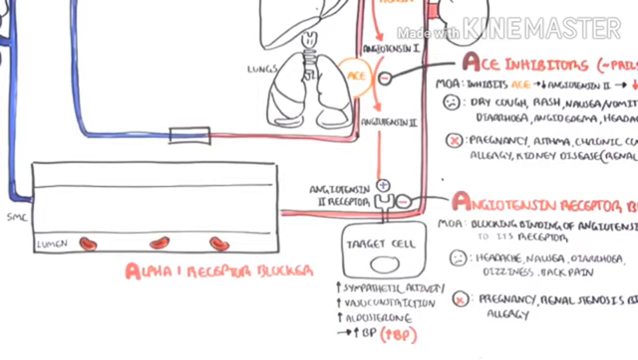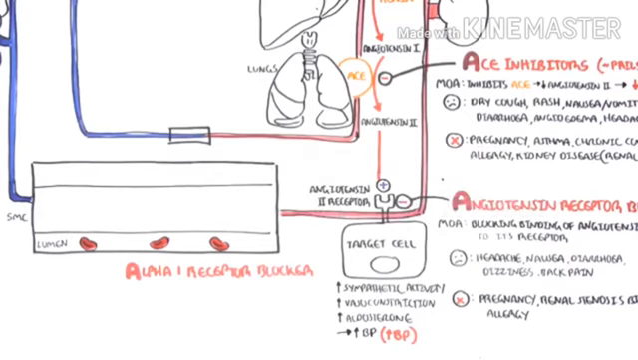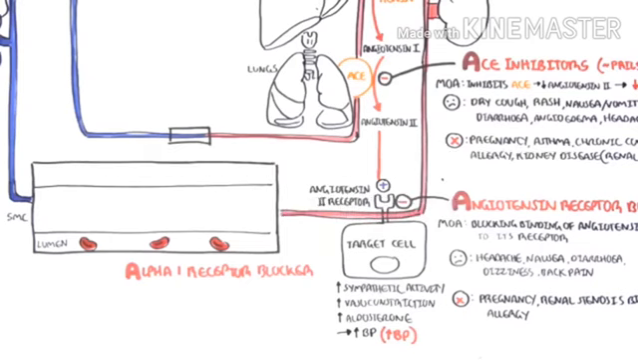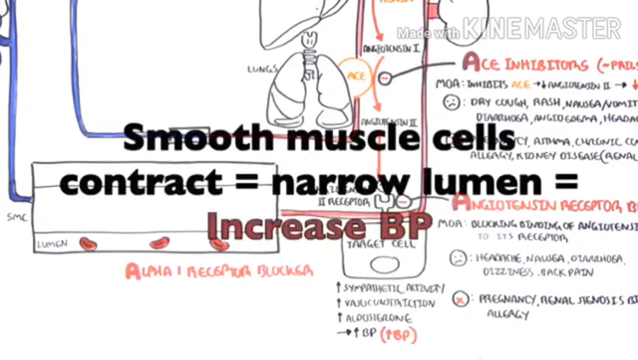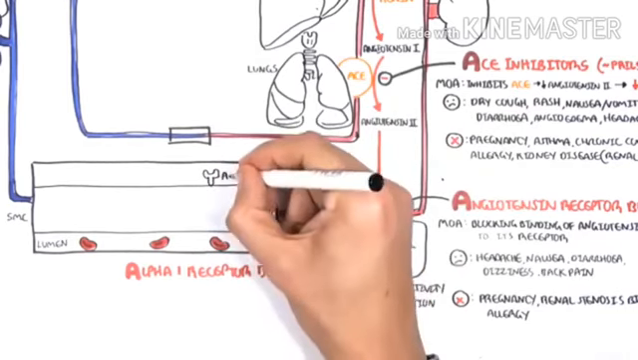The smooth muscle cells play a very important role. If the smooth muscle cells contract, it causes narrowing of the lumen, that is called vasoconstriction. And when the smooth muscles surrounding the blood vessels relax, this causes widening of the lumen, that is nothing but vasodilation. So as the smooth muscle contracts, it causes narrowing of the lumen and increases the blood pressure, and when the smooth muscle relaxes, it causes vasodilation.